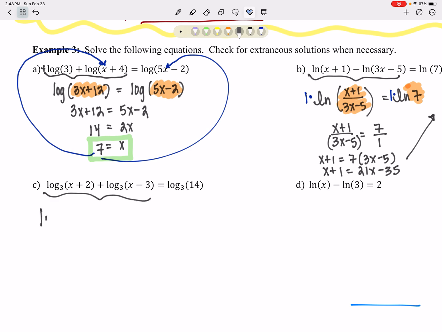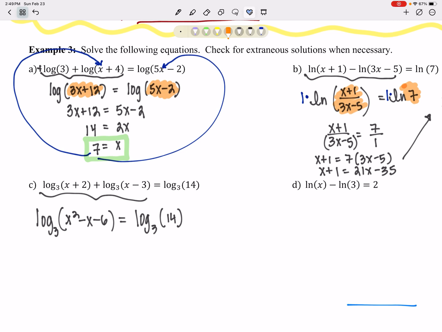Okay, I'm going to multiply those two arguments and I get x squared minus x minus 6 is equal to log base 3 of 14. So now that I've got one logarithm equals one logarithm, I can set the arguments equal. I get x squared minus x minus 6 equals 14.